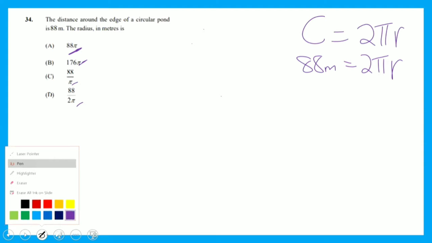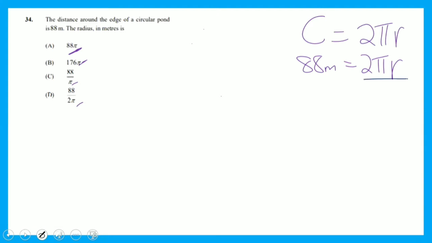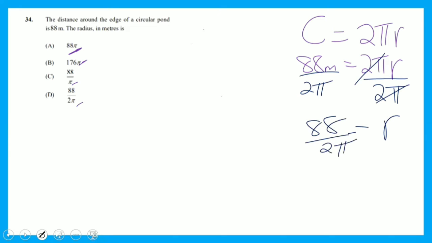All right, so we go ahead and get rid of 2 pi. So how can we do that? It's going to be division. If I divide one side by 2 pi, I should divide the other side by 2 pi. All right, and so that's going to be our radius, 88 over 2 pi. Which means our answer is D.